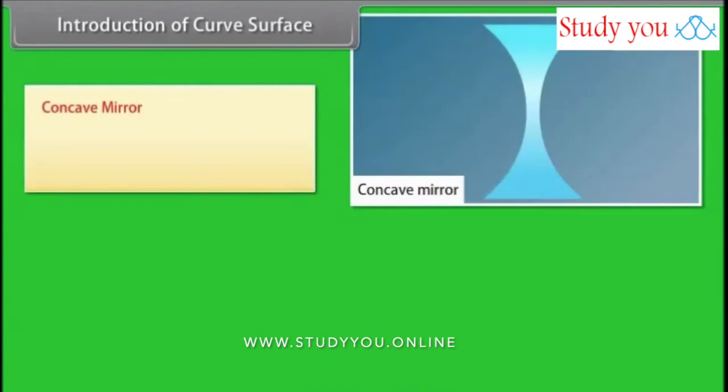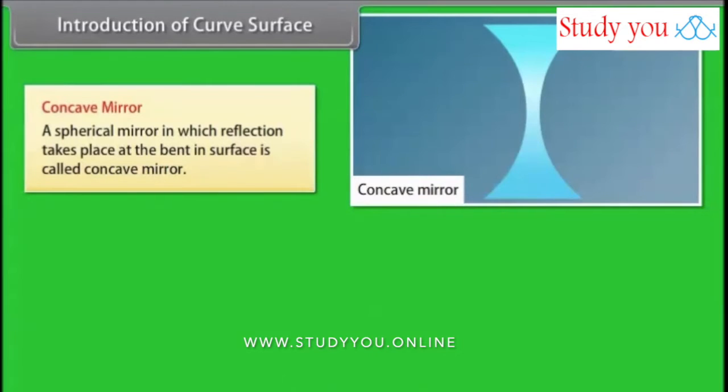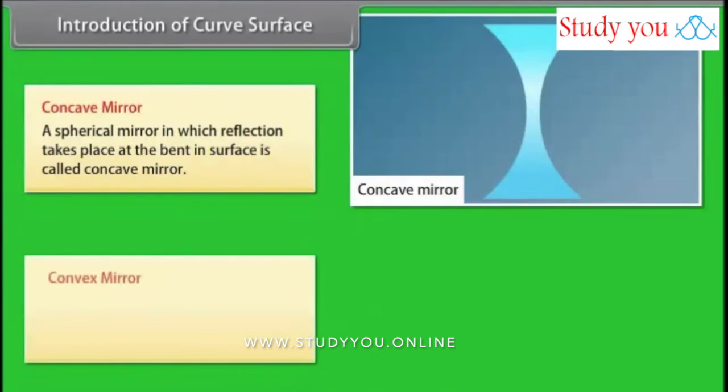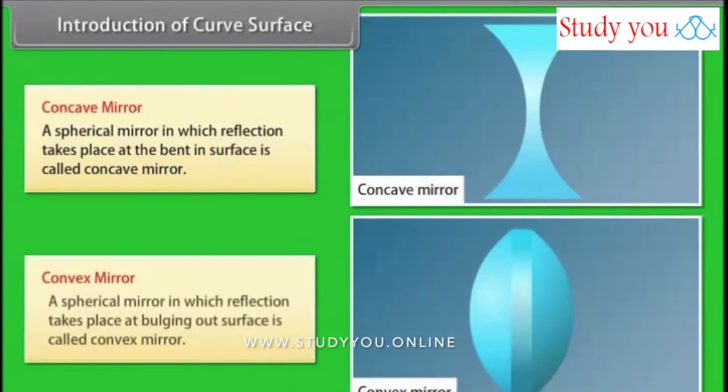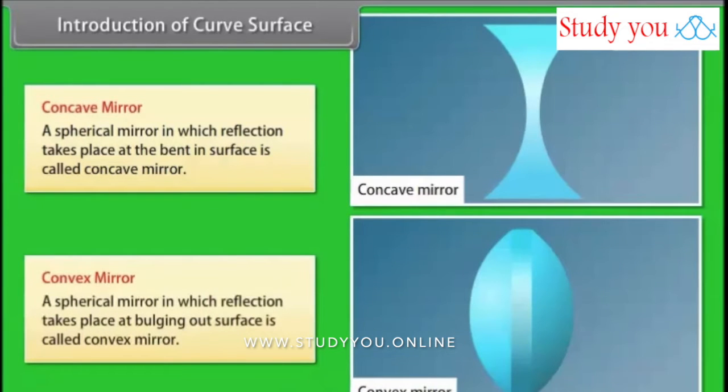Concave mirror. A spherical mirror in which reflection takes place at the bent in surface is called concave mirror. Convex mirror. A spherical mirror in which reflection takes place at bulging out surface is called convex mirror.